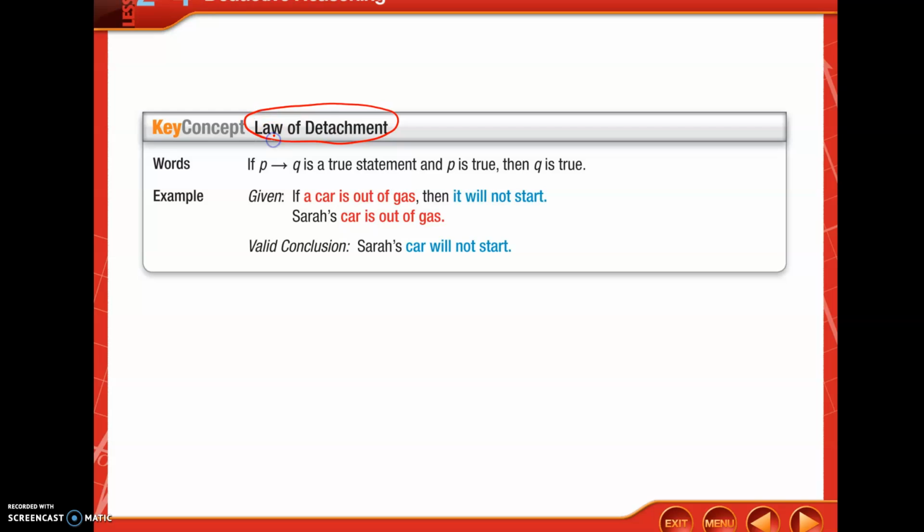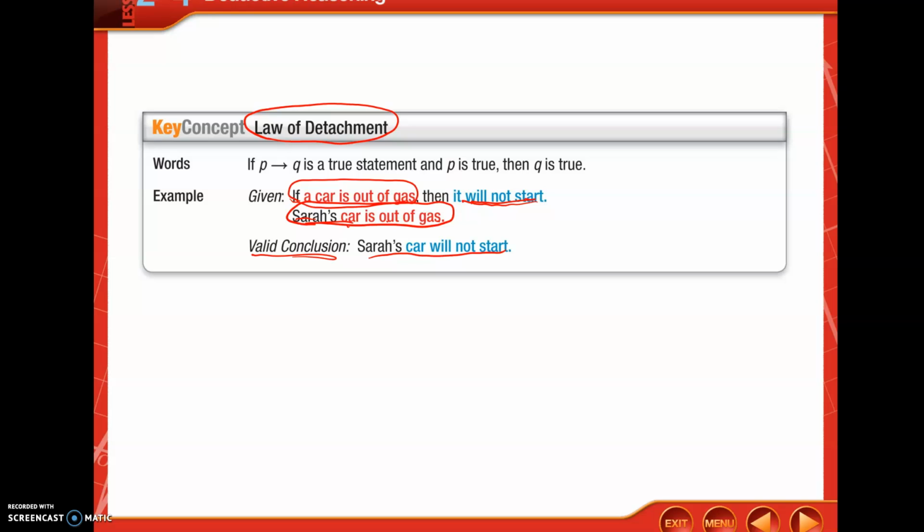So let's look at our law of detachment. If we have a true if-then statement, so we're going to have this if P then Q, and it's a true statement, and P is true, then Q is true. So here's our statement: if a car is out of gas, then it will not start. So if I have this condition happen, then using law of detachment, I can conclude this will happen every time the if happens. So Sarah's car is out of gas. Her valid conclusion would be Sarah's car will not start.